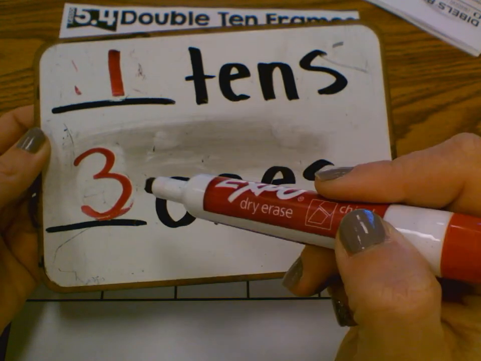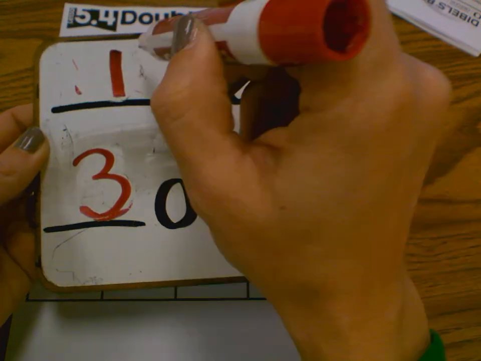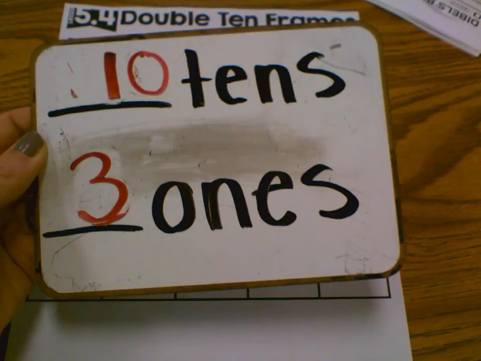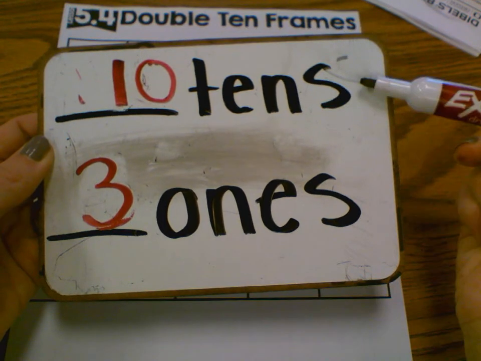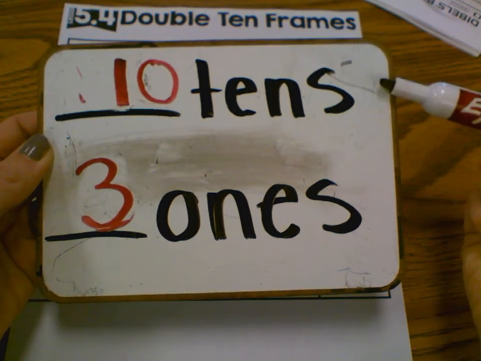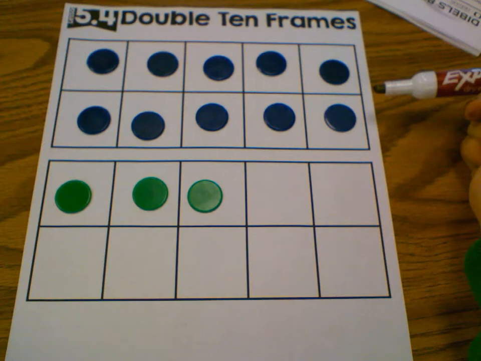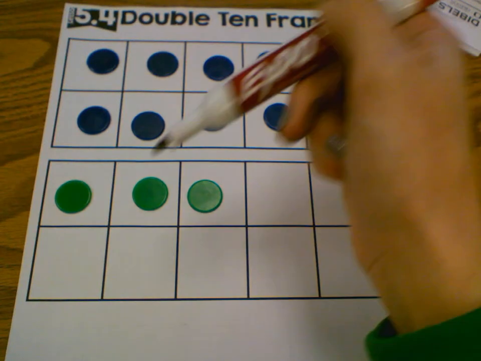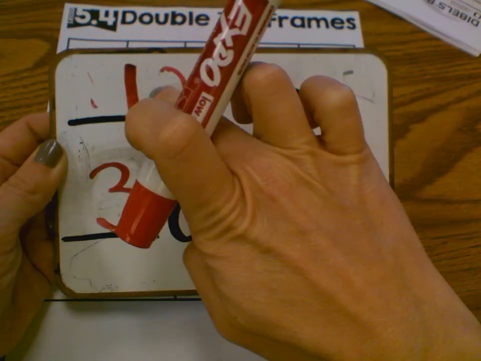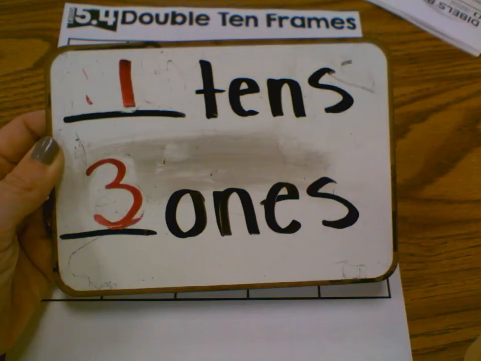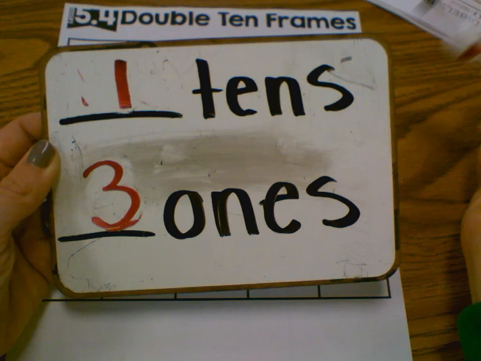I have one group of 10 and 3 ones. If I wrote 10 tens, this doesn't make any sense. Okay? Because I do not have 10 groups of 10. I have one group of 10 and 3 extra ones. Not 10 groups of 10. So please make sure when you're doing your work today that we are only looking at the groups of 10.